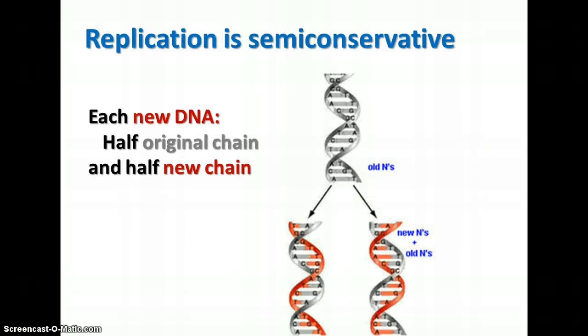Replication is what we call semi-conservative. That means that some of it is saved, half of it is saved. Each new DNA molecule is half original chain and half new chain. Now here's another video to help reinforce what we just discussed.